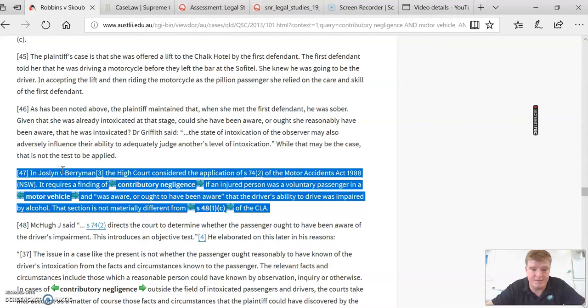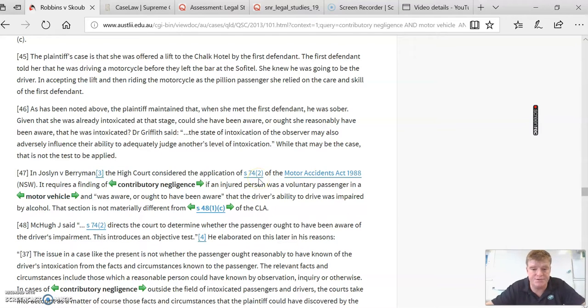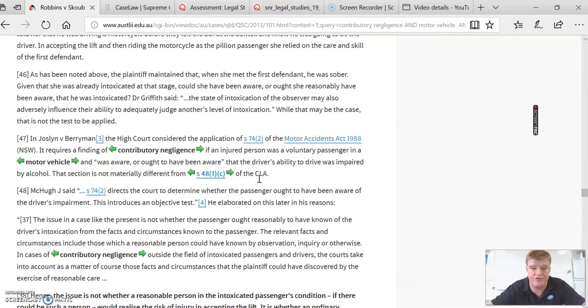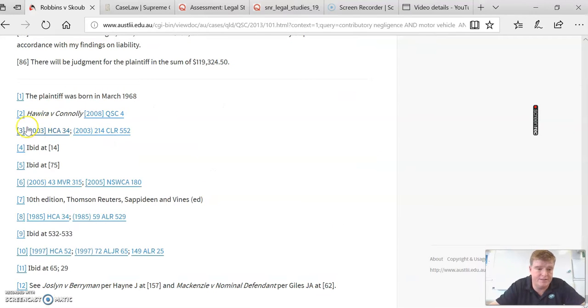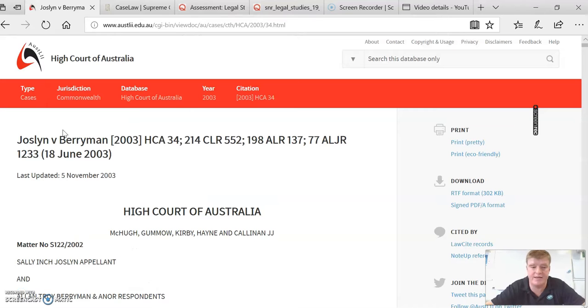The High Court considered the application of the Motor Vehicles Act in New South Wales. If an injured person was a voluntary passenger in a motor vehicle and was aware or ought to have been aware that the driver's ability to drive was impaired. So it's a very similar situation. So let's just see. Let's go to number 3. So the third case here is this High Court of Australia case. So let's see if we can find two useful cases just by following that little chain.